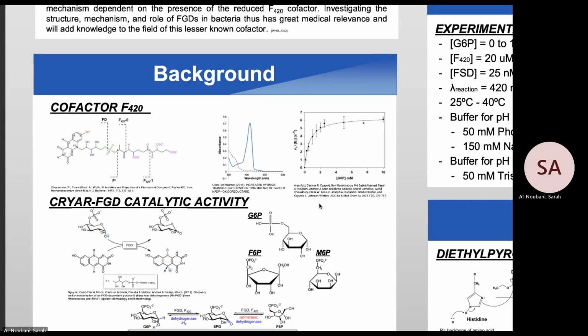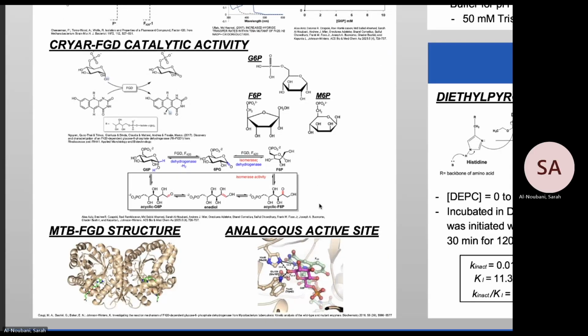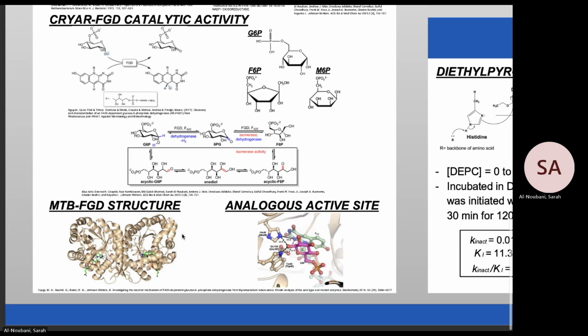In addition to Crier's dehydrogenase activity, previous NMR studies have shown for it to have isomerase activity as well. This is the crystal structure of MTB-FGD. It is a 78 kilodalton homodimer, which means it's made up of 2 identical subunits.